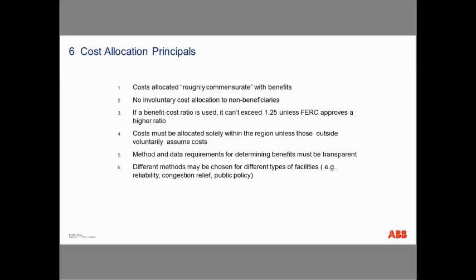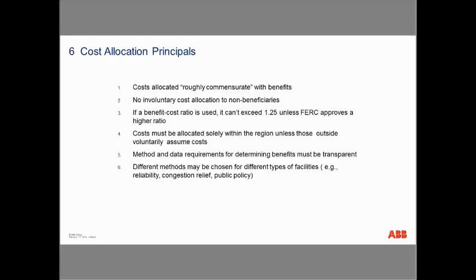There are 6 principles associated with the allocation of costs that must be adhered to according to FERC Order 1000. So the cost allocation must be roughly commensurate with the benefits, and that means that whoever's getting the benefits should pay for it or should have costs allocated to them accordingly, roughly, again, commensurate with the benefits. It doesn't have to be exact, but the benefits and the costs should line up.